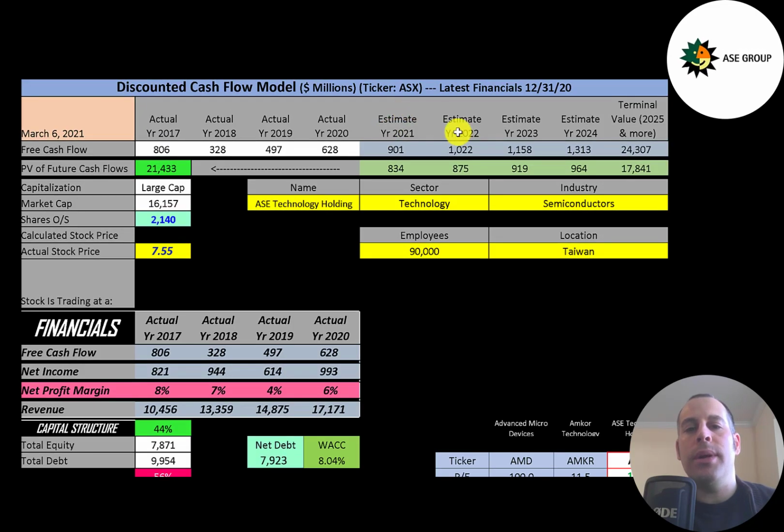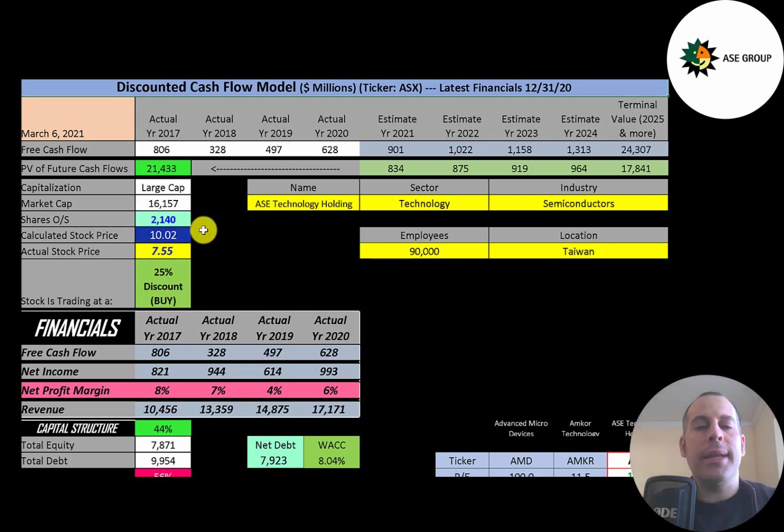We estimated 4 years of future free cash flows. We also estimated a terminal value, which is all cash flows past year 4, that's 24 billion. We discounted those numbers back to today using the weighted average cost of capital. We get a value of the company of $21 billion. We divide that by 2.1 billion shares. And we get a calculated stock price of $10. They're trading at $7.55, so they're trading at a 25% discount.